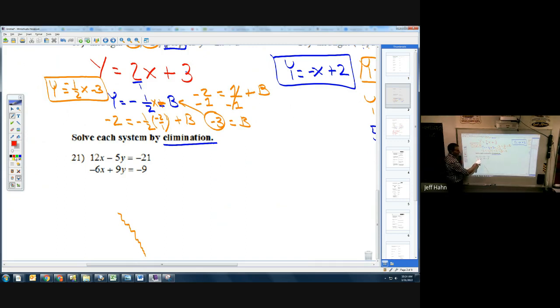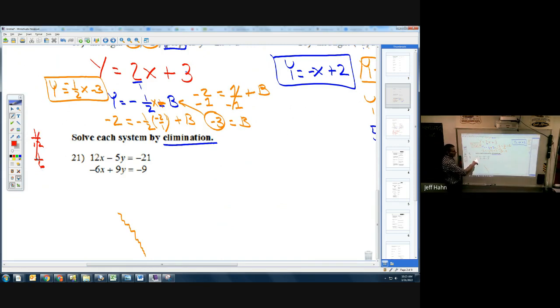I've got to come up with some way to get them to be opposites. So I would pick this one. Why? Because it doesn't really matter. This one just because it's probably easier. And here's the thought process. You need to know what the least common multiple of 12 and 6 is. Or another way to think about it is if you had a 12 and a 6 on the bottom of a fraction, what would your common denominator be?